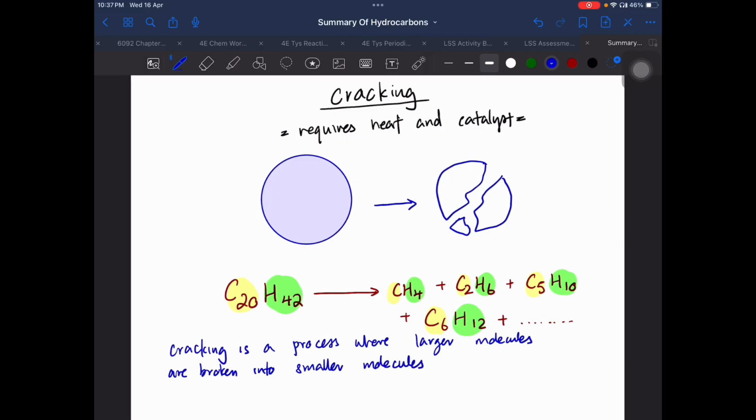And then you might be wondering, why do we even do cracking, right? Why must I have the small molecules? And the reason is because smaller molecules are more useful to form other chemicals.